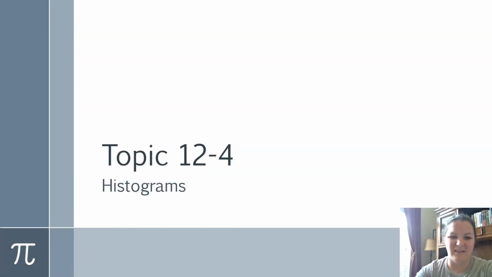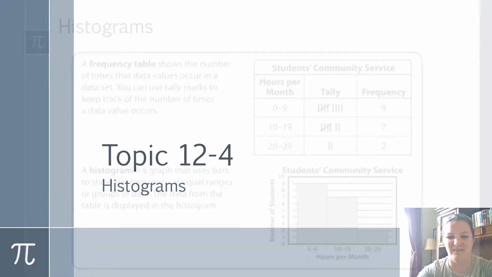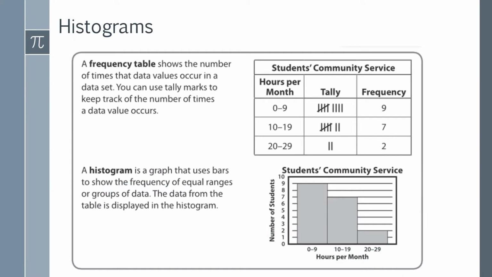This is a video on topic 12-4, histograms. Histograms are just another type of bar graph. Down here it says a histogram is a graph that uses bars to show the frequency in equal ranges of groups of data. The data from the table is displayed in the histogram.